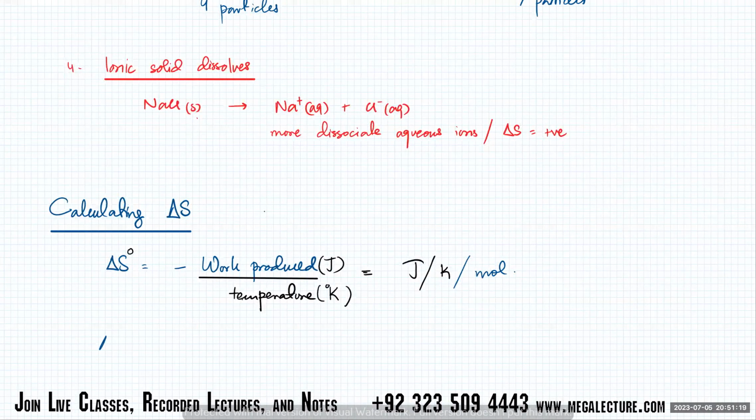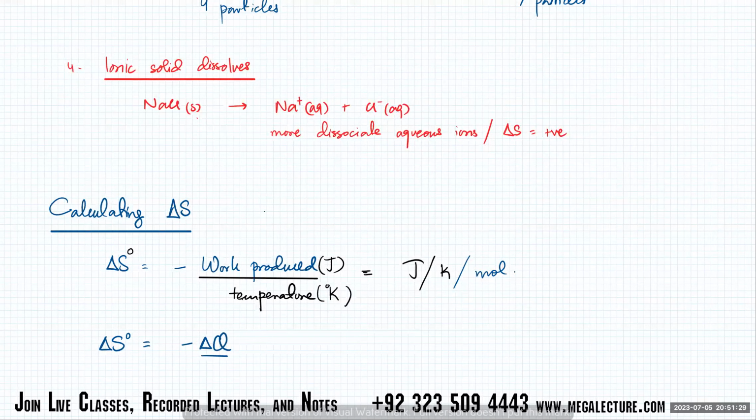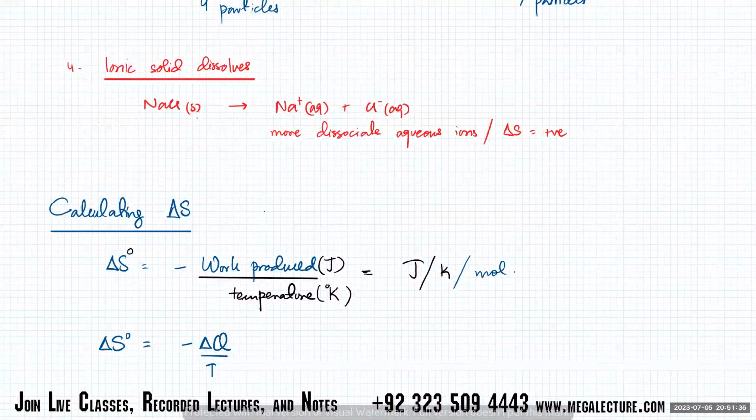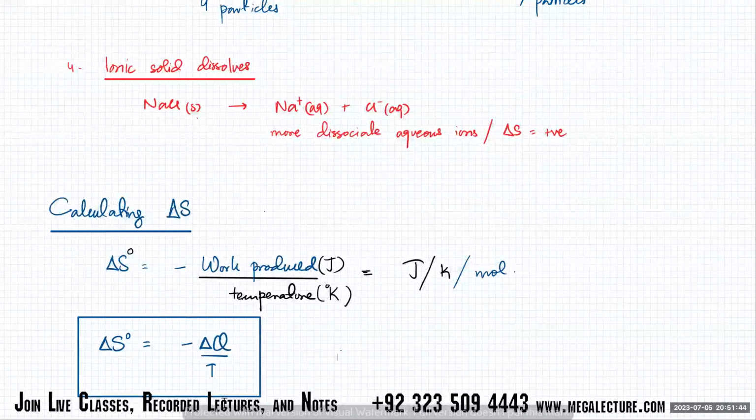So our equation for delta S is basically minus delta Q, which is the work produced, divided by temperature, which is going to be in Kelvin. That's it, a simple formula. Disorder gets created, work gets produced. Measure the amount of work that's produced at a particular temperature. Clear? Is the formula clear?